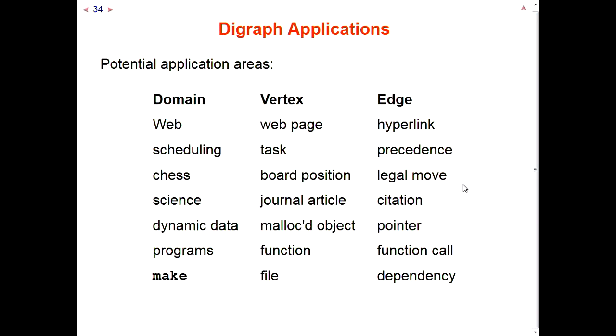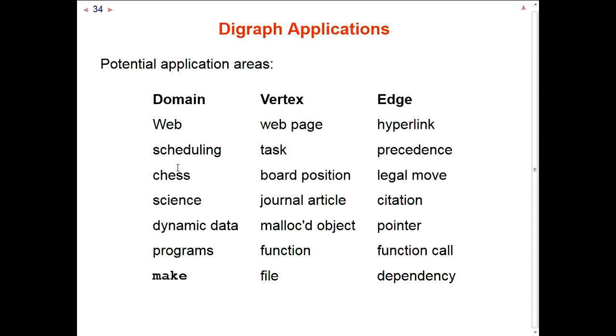Now, here are even more examples, apart from those that I've already mentioned. Web pages and hyperlinks are obviously directed, as I said. Not every link will find its counterpart on the other web page. You could look at scheduling as a domain where every task that you have is a vertex, and you use an arrow to indicate precedence. So you say one task must be performed before the other task, and then typically you don't have another edge in the other direction. That wouldn't work.